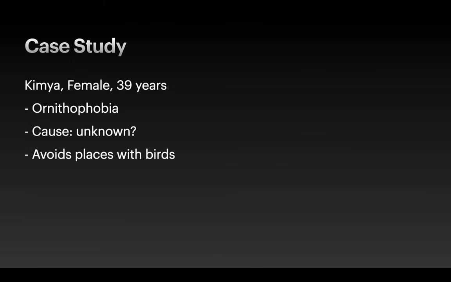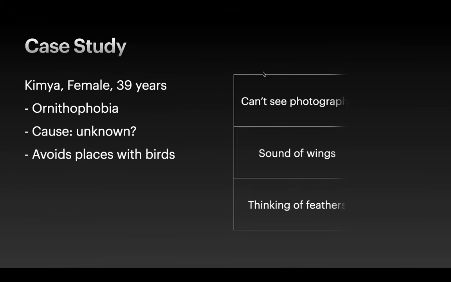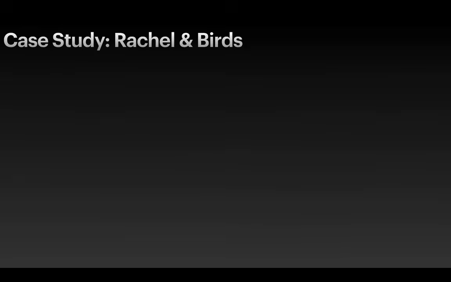So what happens is that because she's afraid of birds, she avoids places with birds. Now, if you think about it, the outside is full of birds flying here, there, everywhere, right? So she can't even see photographs with birds, just pictures on paper. She can't even bear to hear the sound of wings, flap, flap, flap, in the air. Even thinking about feathers makes her feel anxious, right? So her phobia is fairly severe.